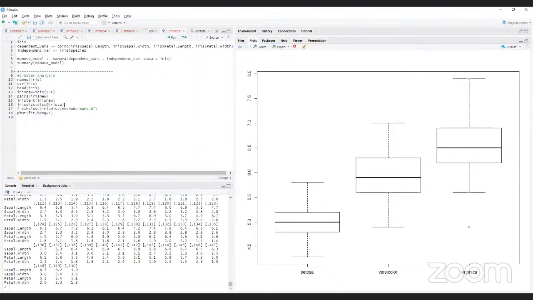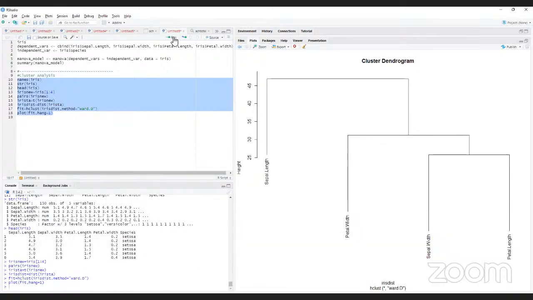And next is the plot. So what I can do now, I can complete all those. So this is the final plot. Is it clear to all of you? Yes, sir. Clear. So this is the cluster analysis. So this is the dendrogram.